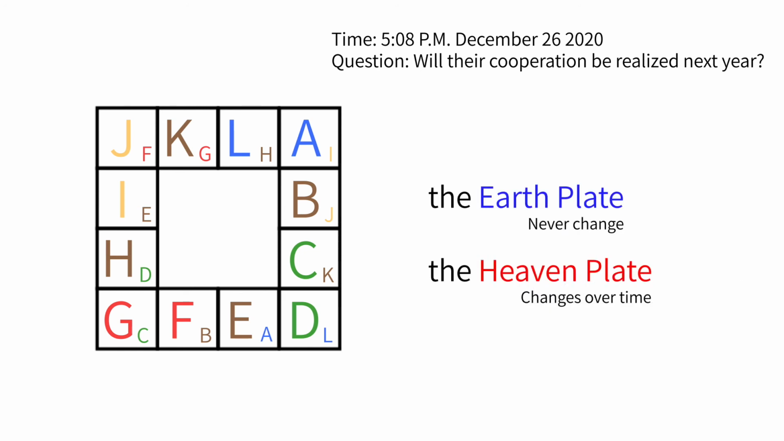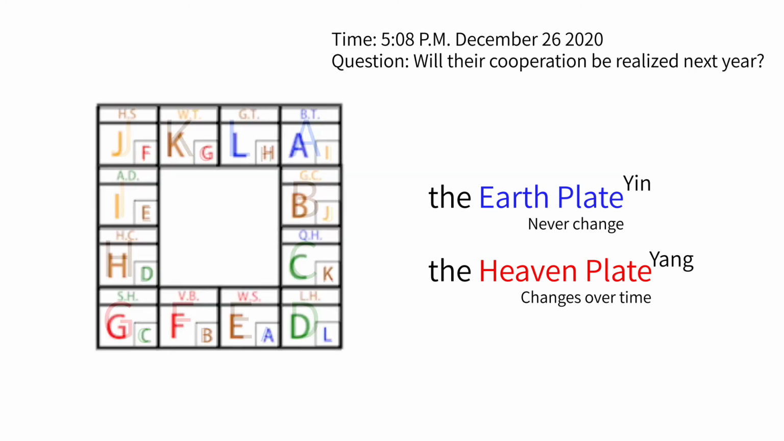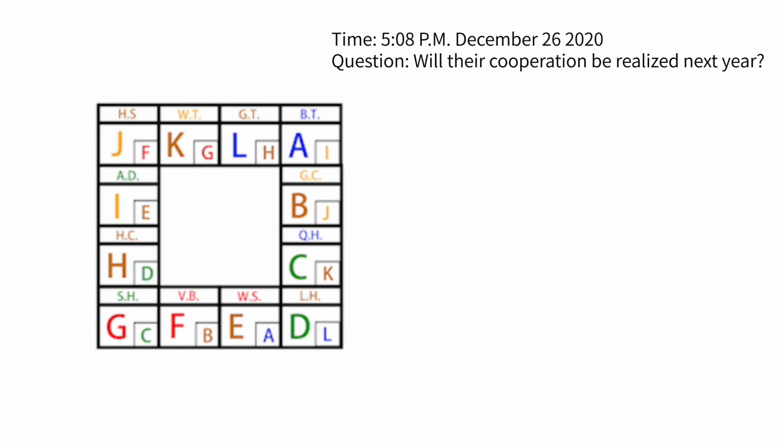Everything has the attributes of yin and yang. The earth plate is yin and the heaven plate is yang. You can think of the symbols in the heaven plate as something to happen or to represent someone, and the symbols in the earth plate as the thing or the person's situation. Let me take the case I have shared as an example.